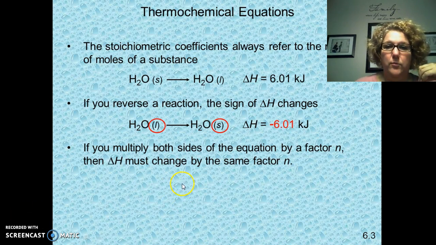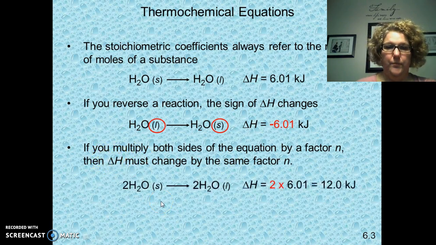Okay, if you multiply both sides of the equation by a factor of n, like say you double all the coefficients, that's legal. You just have to make sure to double the delta H too. So if we wanted to know how much energy it would take to melt 2 moles of ice cubes, then we would just multiply our kilojoules by 2, and so it would take about 12 kilojoules.